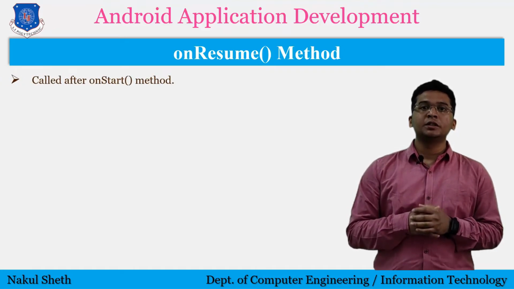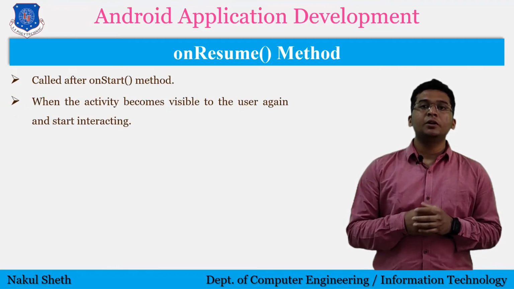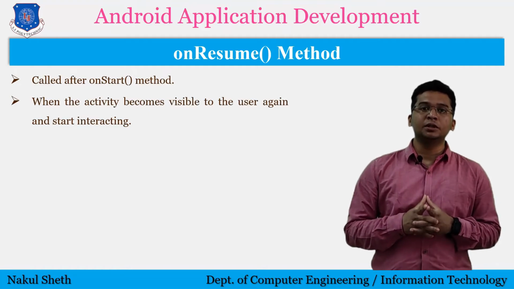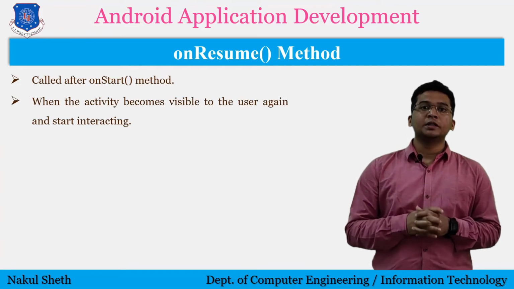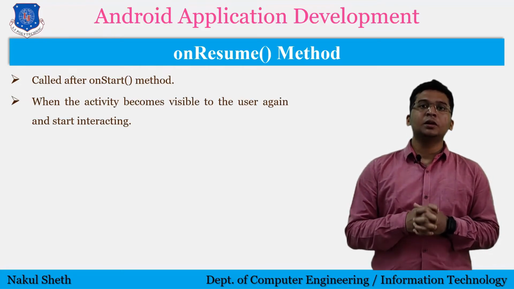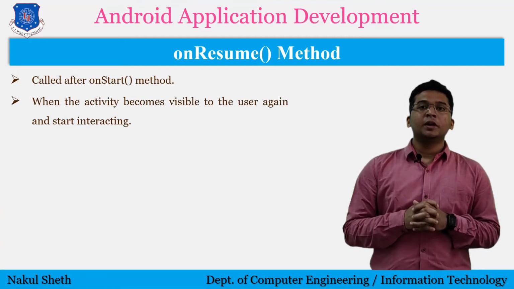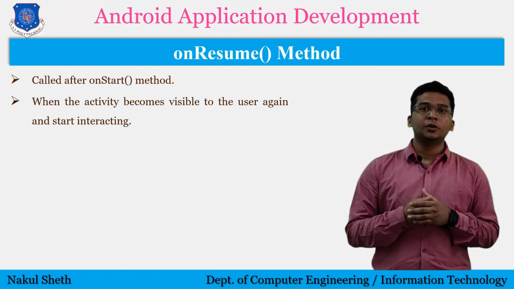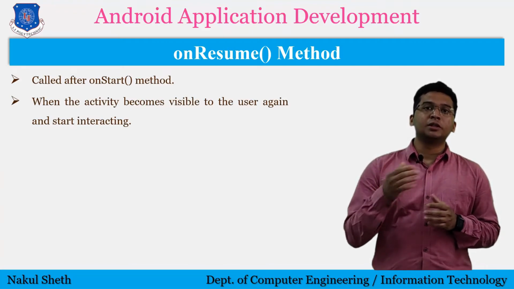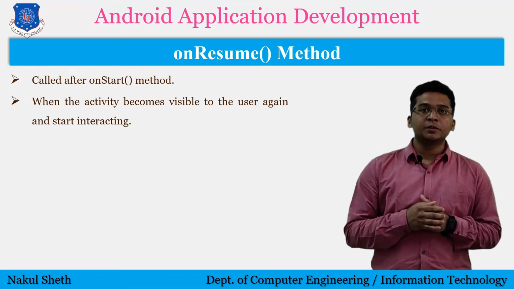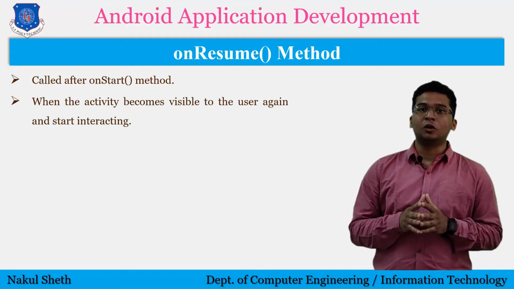onResume is a method which is invoked after onStart. The onResume method is used when your activity becomes visible to the user again and starts interacting with the user. So once the OS invokes the onResume method, you can start interacting with your application. Now, when you stop interacting with your application or you press the lock button, your activity comes into the background state. When your activity comes into the background state, the first method invoked by the Android OS is the onPause method.